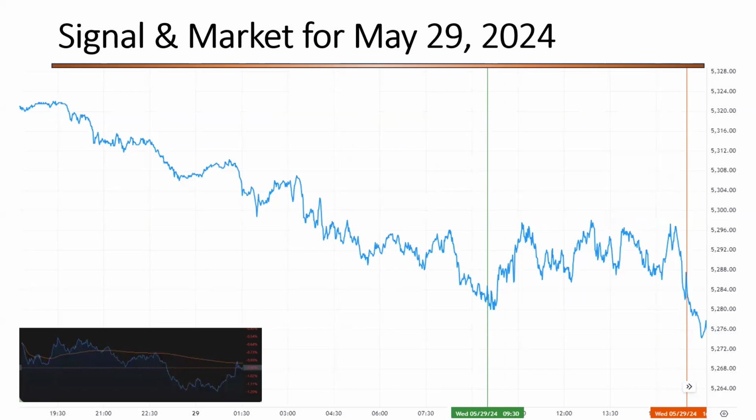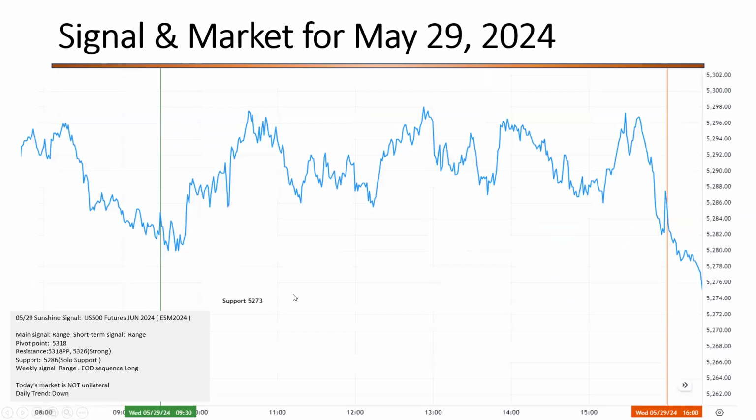For Wednesday, the 29th, the reference chart is showing a possible range-bound day with a possible dip later on in the day. When you see this range-bound day, the general rule is to avoid the middle and trade the edges. The signal gave a range, and we have supports here with no EOD sequence. I'm sorry, there's a long EOD sequence, which means if we see a dip towards the end of the day to a key support level, it could be a long opportunity.